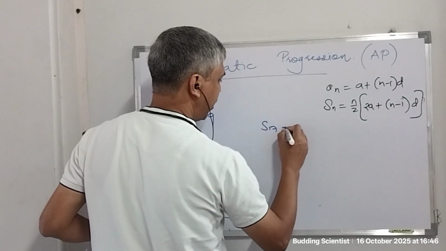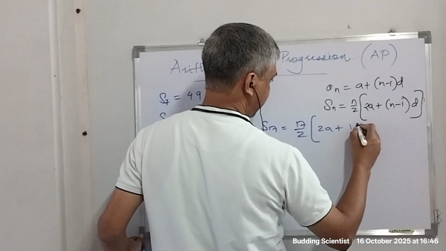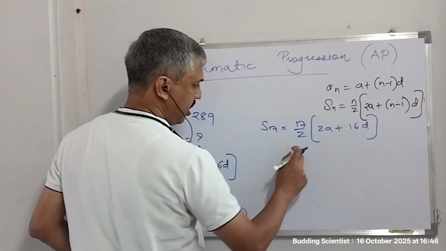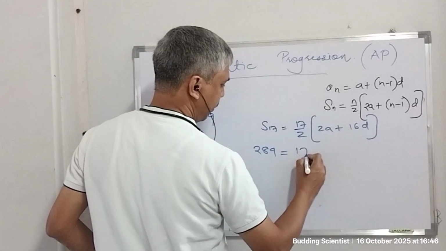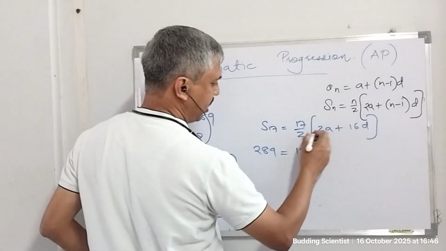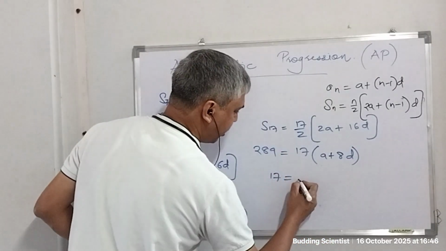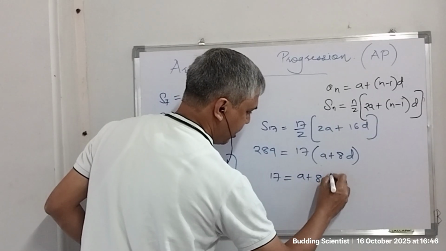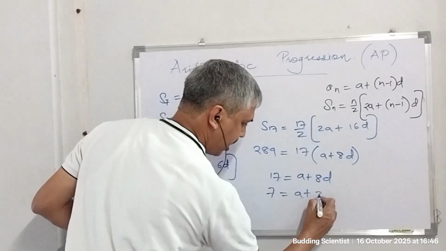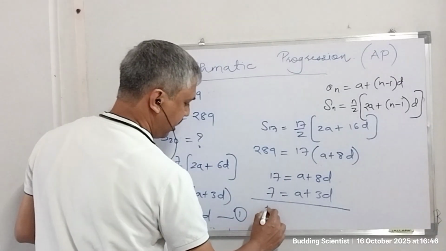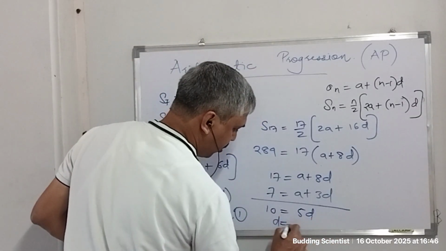S17 is equal to 17 by 2 into bracket 2a plus 16d, n minus 1. यहाँ पे 2 कॉमन रखिए, S17 आएगा 289. यहाँ पे 2 कॉमन आएगा, 2 2 कैंसिल हो जाएगा, तो यहाँ पे बचेगा a plus 8d. 17 से डिवाइड करेंगे तो 17 is equal to a plus 8d. 7 is equal to a plus 3d. सब्ट्रैक्ट करके 10 आ जाएगा, a कैंसिल हो जाएगा, यहाँ पे आएगा 5d. So we get 5d is equal to 10, d is equal to 2.